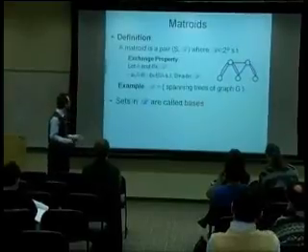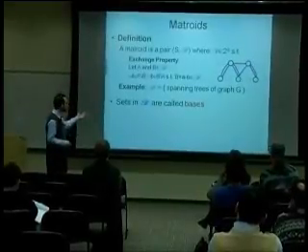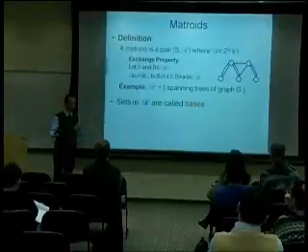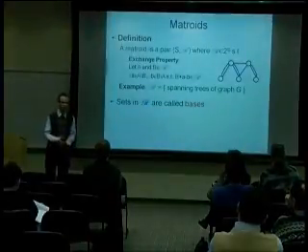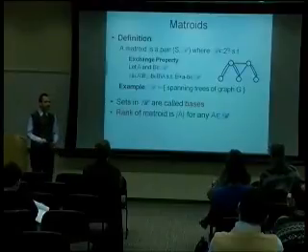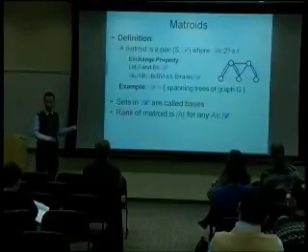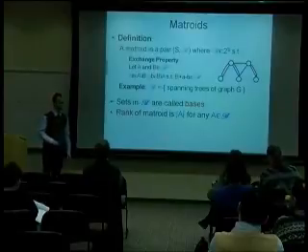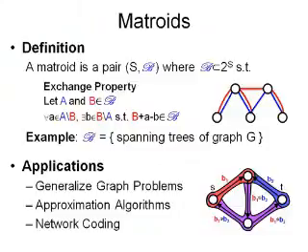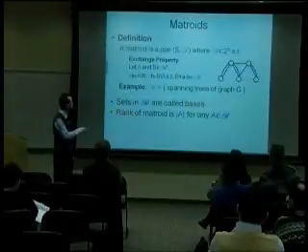So let me also tell you some terminology. The sets in this family B are called bases, and they all have the same cardinality, just like the fact that every spanning tree in a graph has the same cardinality. And this cardinality is called the rank of the matroid. So in this definition, B equals A? Yes, but then this is vacuously satisfied.